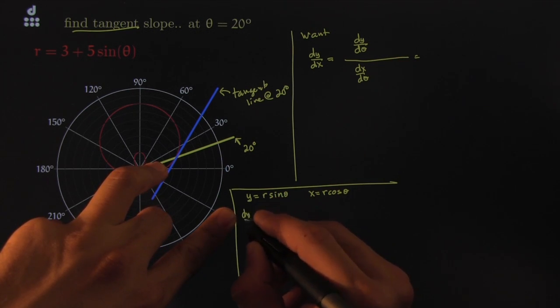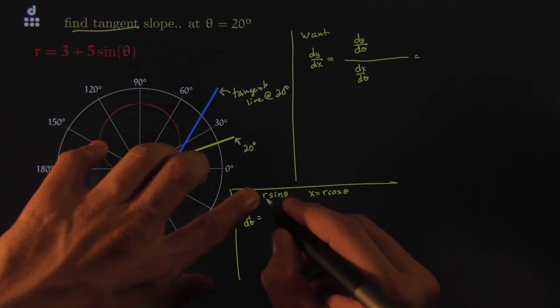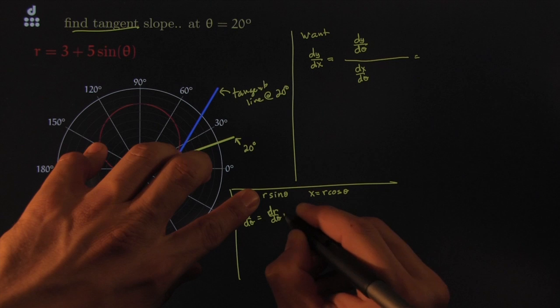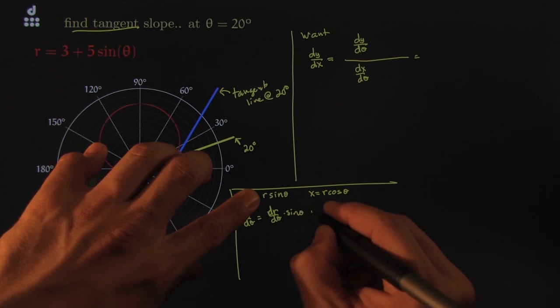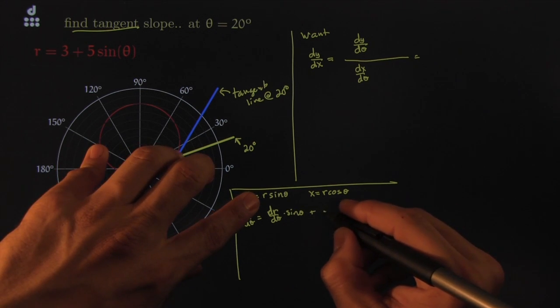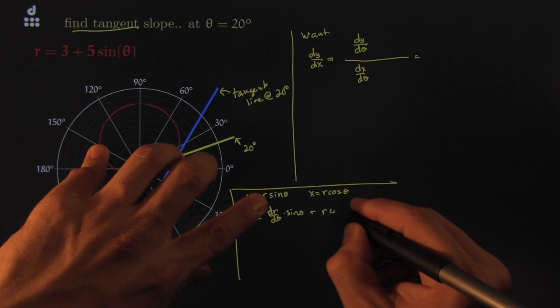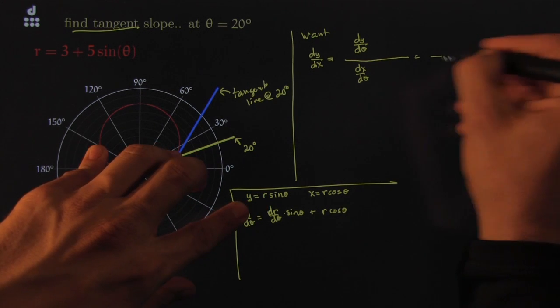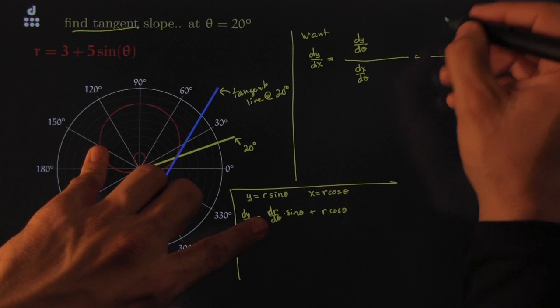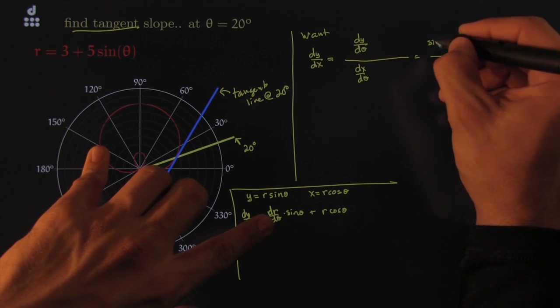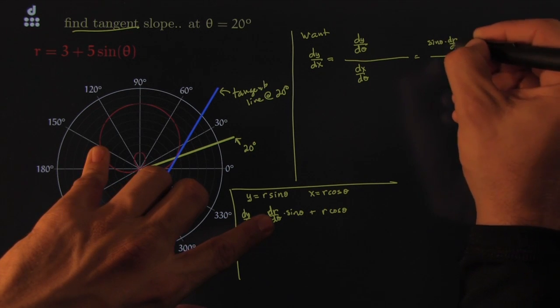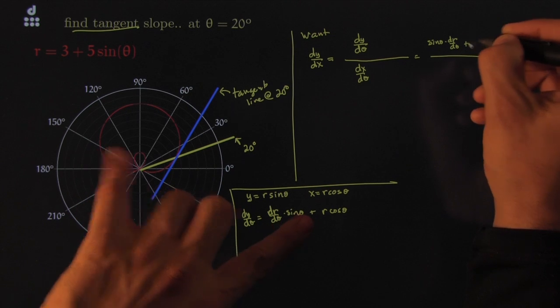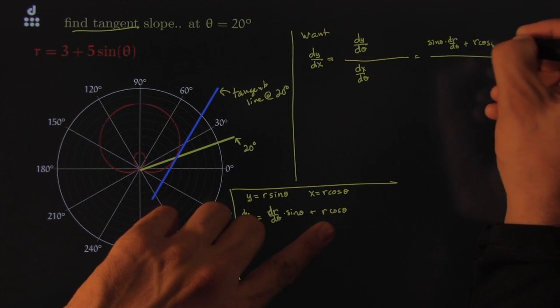So dy d theta is equal to the derivative of the first, which would be dr d theta times sine theta, plus r times the derivative of sine, which would be cosine theta. That's what goes on the numerator. So dy d theta is sine theta times dr d theta plus r cosine theta.